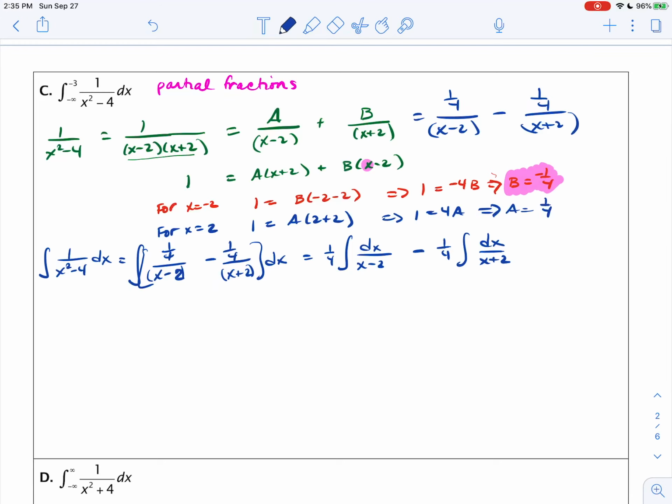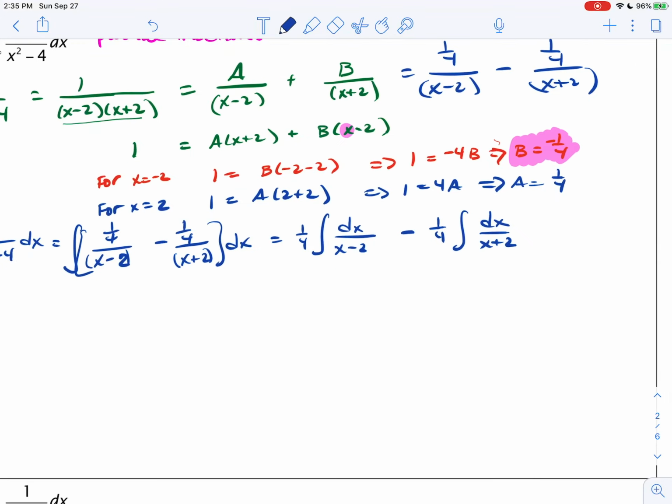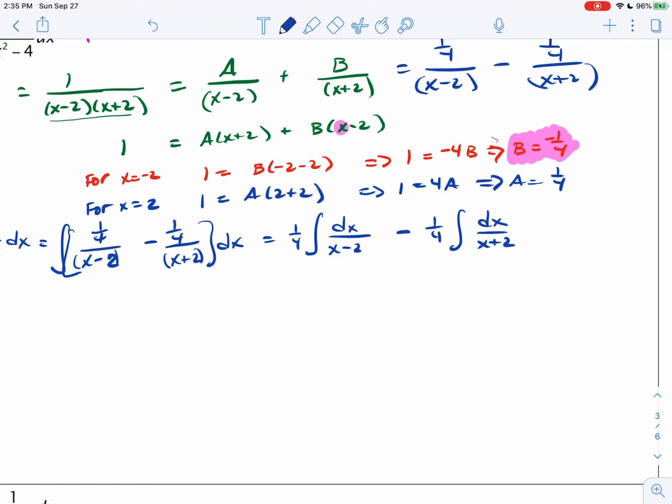Making standard u substitutions for both of those integrals, using u equal to x minus 2 in the first and u equal to x plus 2 in the second, turns each into a du over u, which gives us an ln of u. Back substituting, and we don't have any extra factors, we end up with 1/4 ln of the absolute value of x minus 2, take away 1/4 ln of the absolute value of x plus 2.